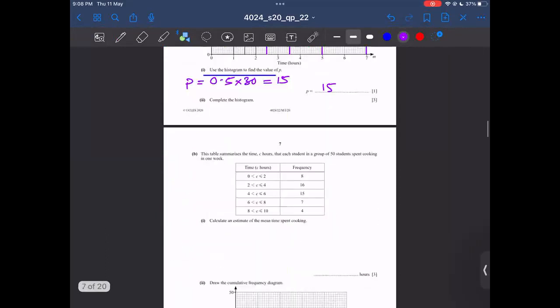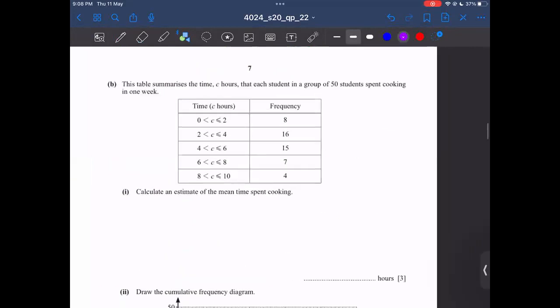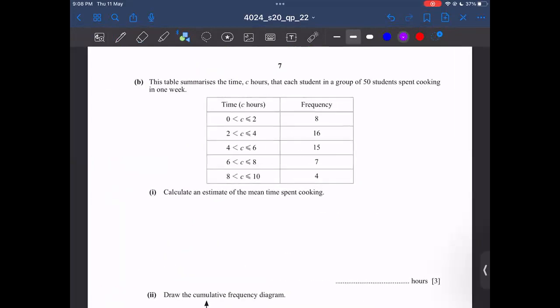All right. So the table summarizes the time in hours that each student in a group of 50 students spent cooking in 1 week. There are 8 students who spent 0 to 2 hours cooking. There are 16 students who spent 2 to 4 hours cooking. There are 15 students who spent 4 to 6 hours cooking. There are 7 students who spent 6 to 8 hours cooking. And there are 4 students who spent 8 to 10 hours cooking. So they're asking you to estimate the mean over here.